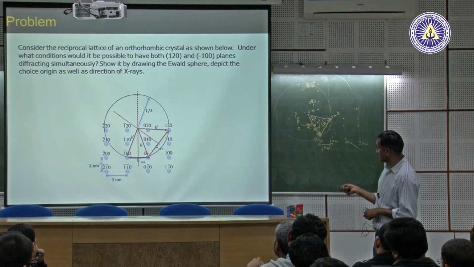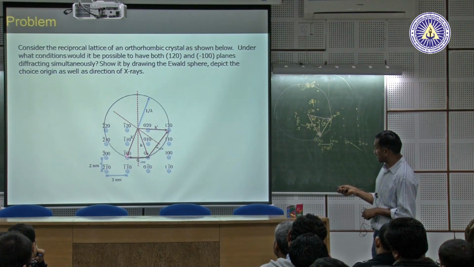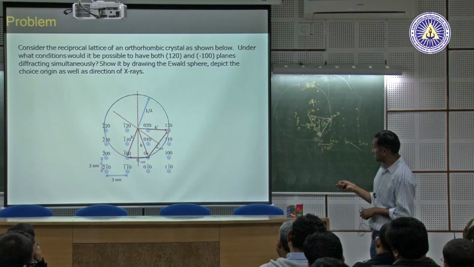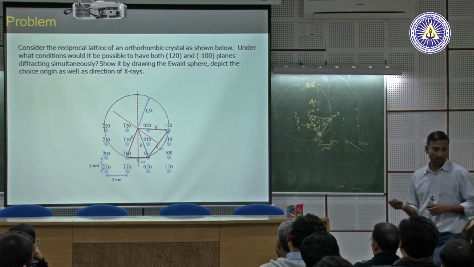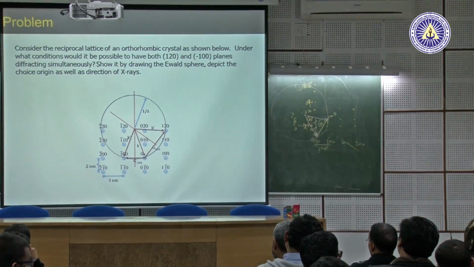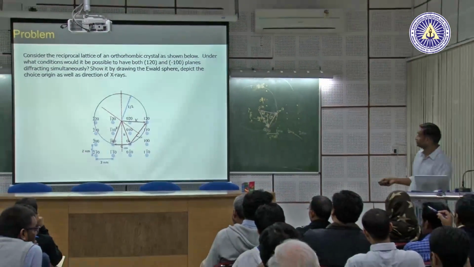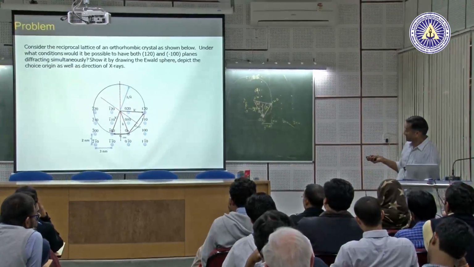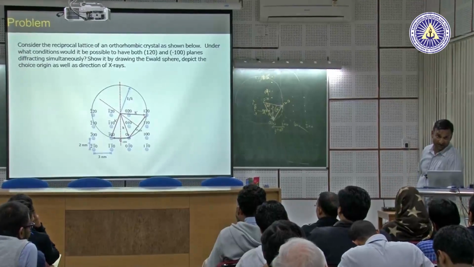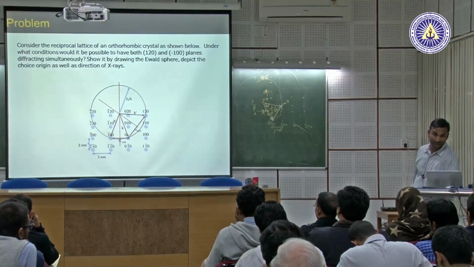this will be my incident beam direction. For the same incident beam direction, I am able to satisfy delta k is equal to G for this particular point and delta k is equal to G for this particular point, because both points lie on the surface of the Ewald sphere and both satisfy the relation k naught minus kh is equal to G. So the direction will be from the intersection to the origin. Yes, from the origin, this intersection point is the direction of the X-ray beam.